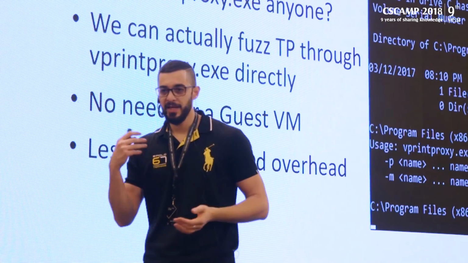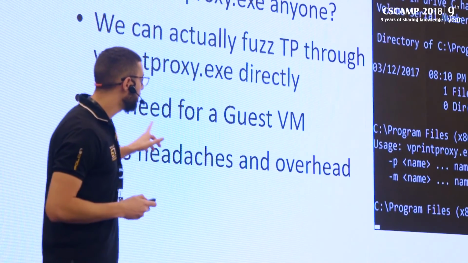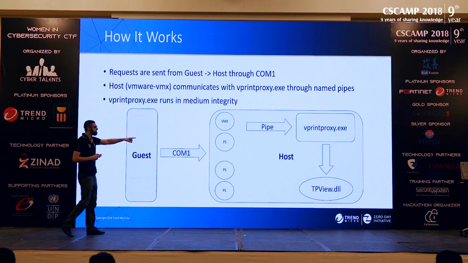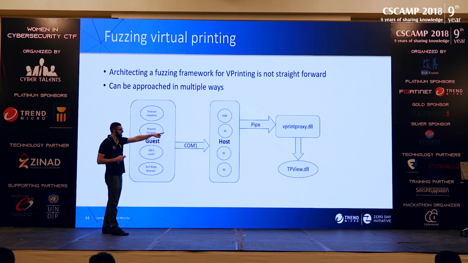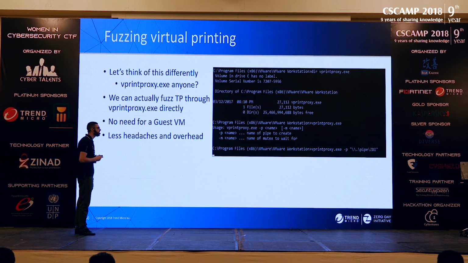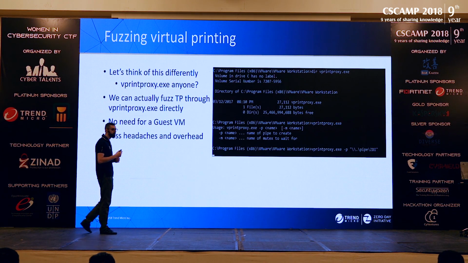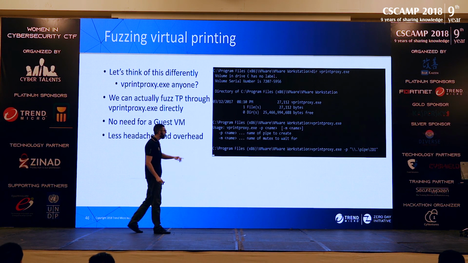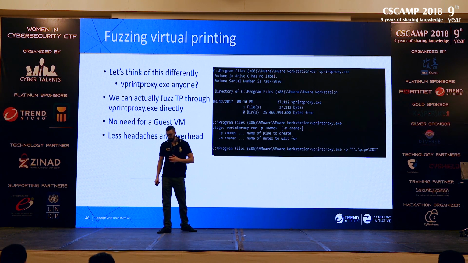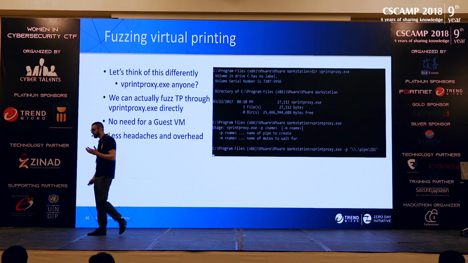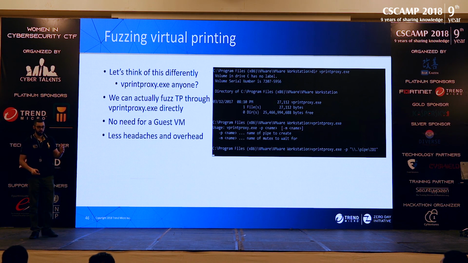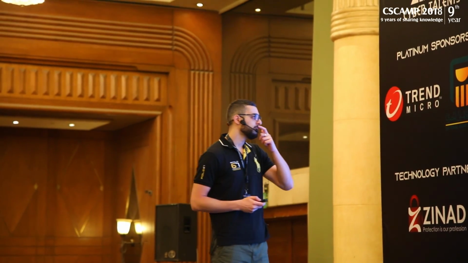So we started investigating further and further. Remember that it actually spawns vprint proxy. So I had a look at vprint proxy. It turns out that you can actually run vprint proxy as a standalone process, and you can give it a pipe. In other words, you can fuzz vprint proxy directly instead of just going from the guest to the host.